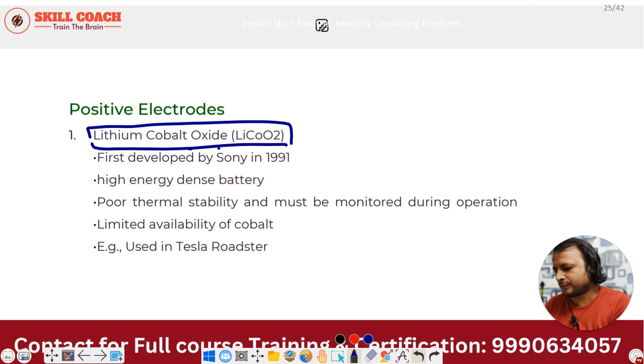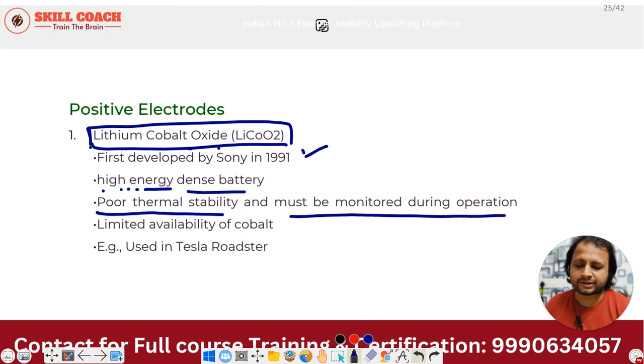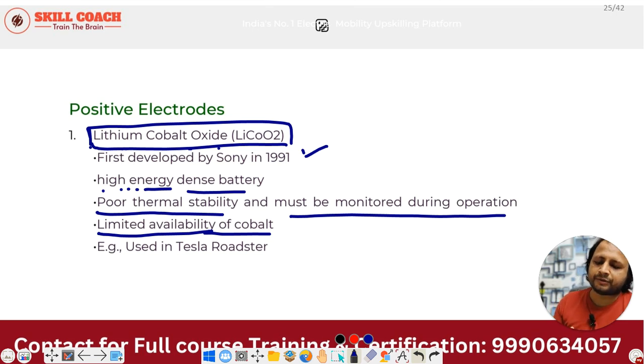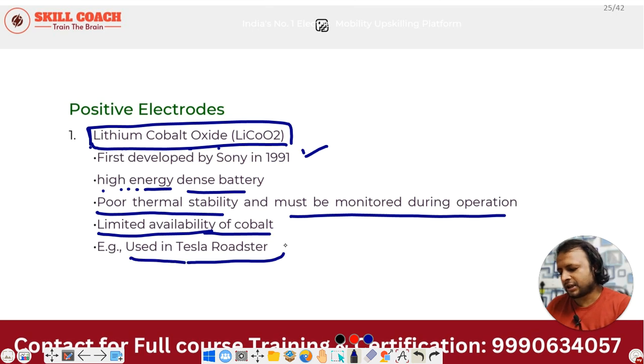Positive electrodes of lithium cobalt oxide, LiCoO2. This was first developed by Sony in 1991. Who developed? Sony. अरे भाई कैमरा वाली. And the energy density of the battery is high. Poor thermal stability is the one problem, but it must be monitored during the operation. Okay, heating problem hai. And limited availability of cobalt, it is not so much available in the world, so we need to find some alternate. It was used in the Tesla Roadster. Okay, let's move ahead.